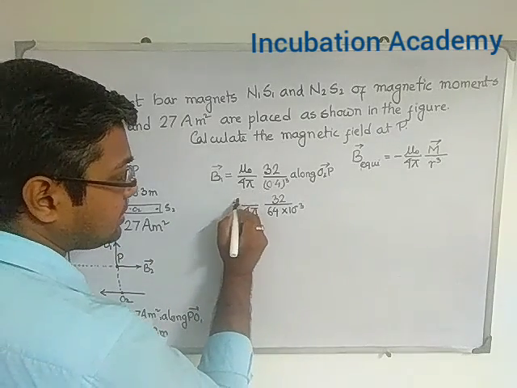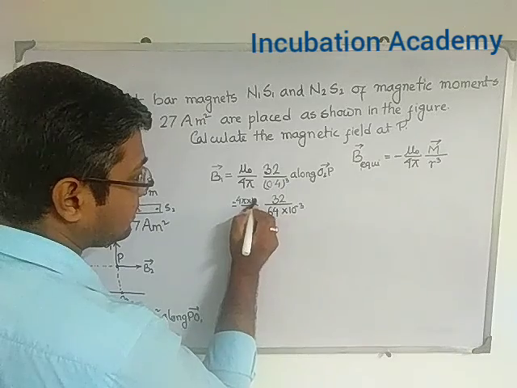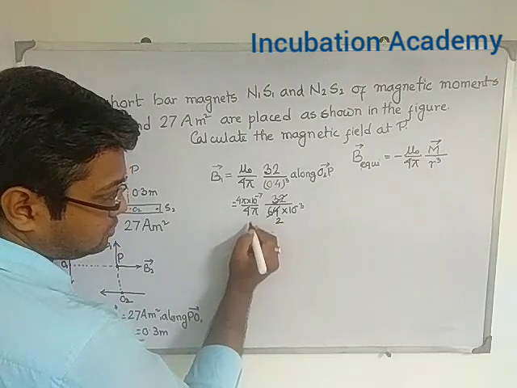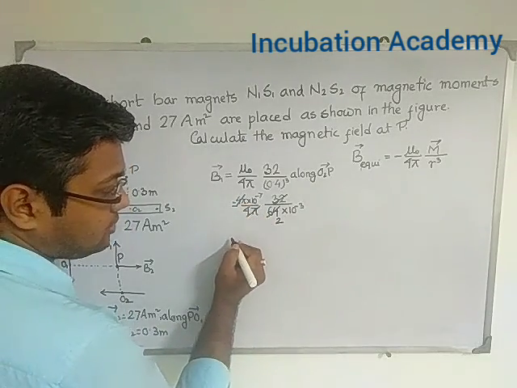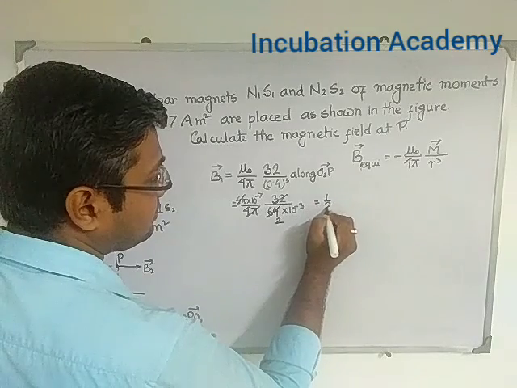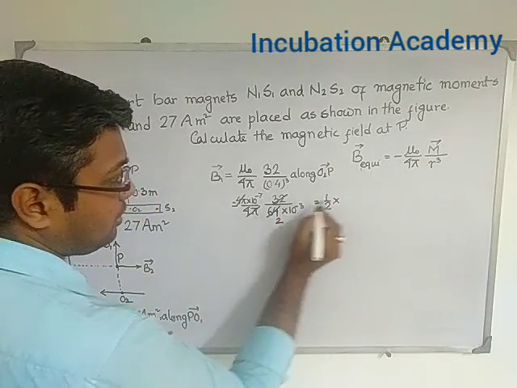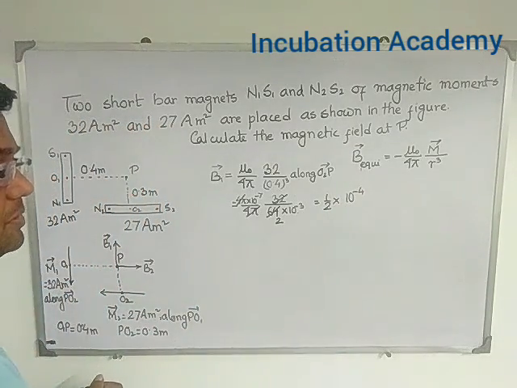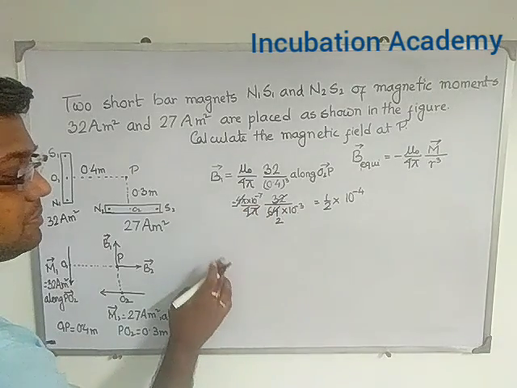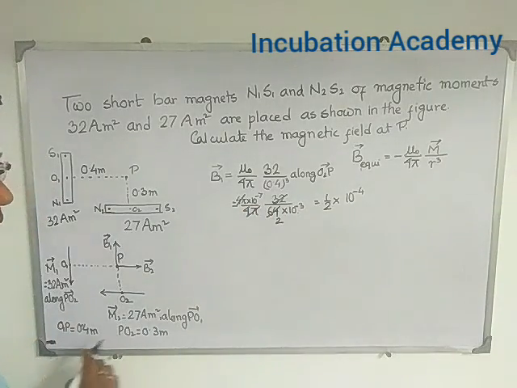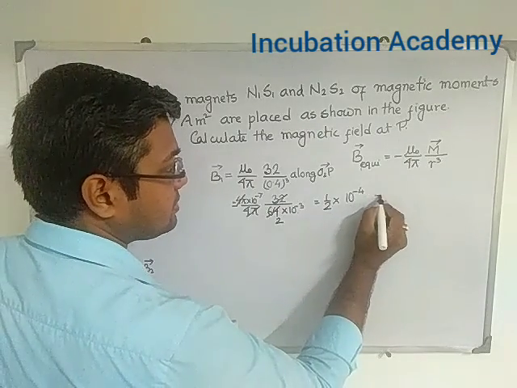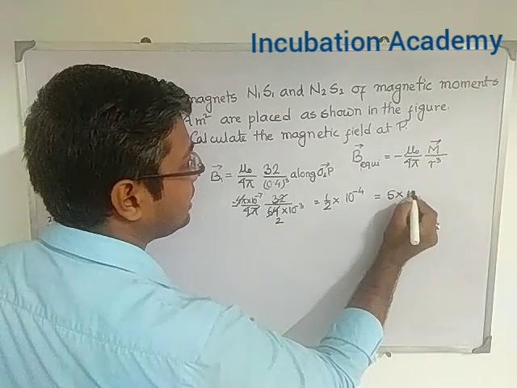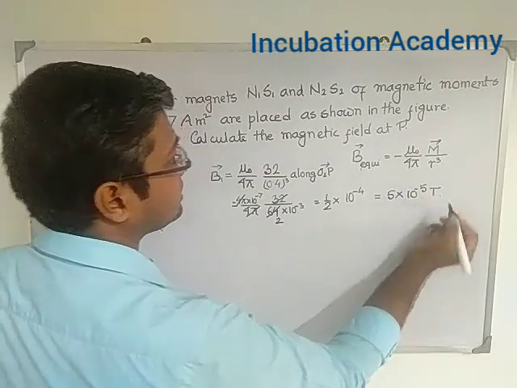This mu naught can be replaced by 4 pi into 10 to the power minus 7. So 64 and 32 cancel out and become 2, and 4 pi and 4 pi cancel out. So this becomes 1 by 2 into 10 to the power minus 7 over 10 to the power minus 3, which becomes 10 to the power minus 4. And 1 by 2 means 0.5, so it can be written as 5 into 10 to the power minus 5 Tesla along O2P vector.